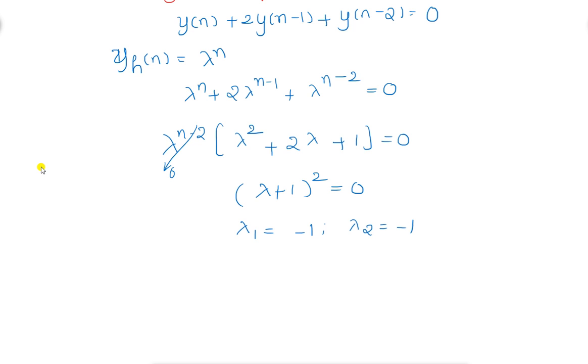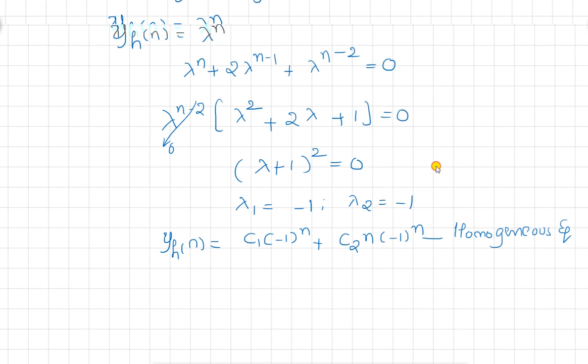So what should we do? Because the roots are repeated, the homogeneous solution yh of n can be written as c1 into (minus 1) to the power of n plus c2 n into (minus 1) to the power of n. Up to this point we repeated the same procedure as in the natural response, but from now onwards the solution is completely changed.